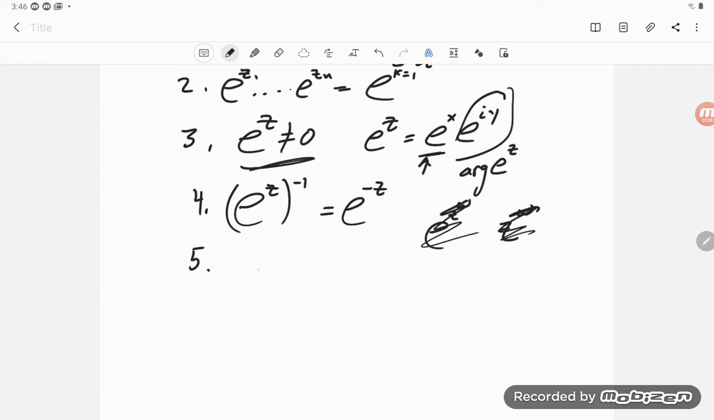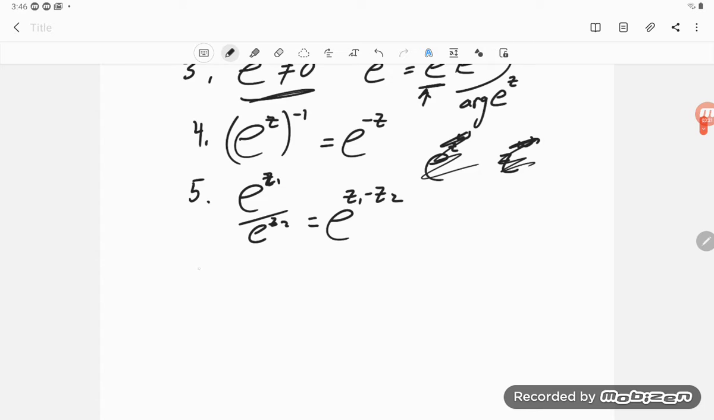Five, e to the z1 over e to the z2. You just subtract the powers, z1 minus z2. And finally six. This is, to me, the only real new one, and that's e to the z conjugate. I keep saying complement. I don't know why. Sorry, conjugate. This is e to the z conjugate.